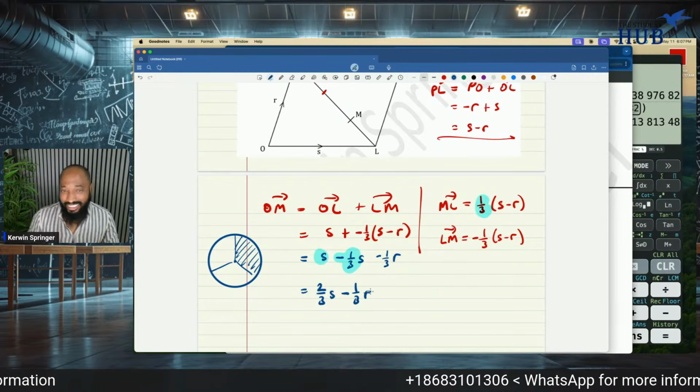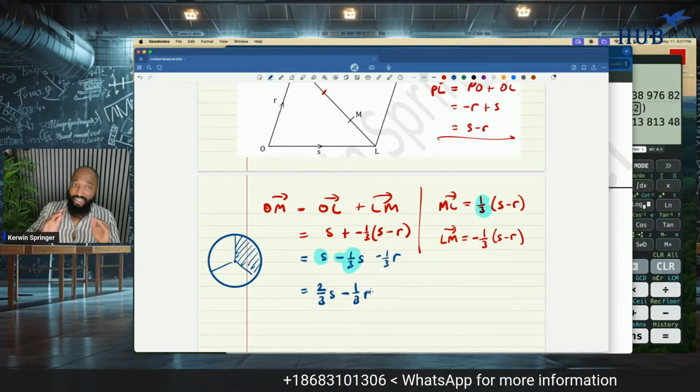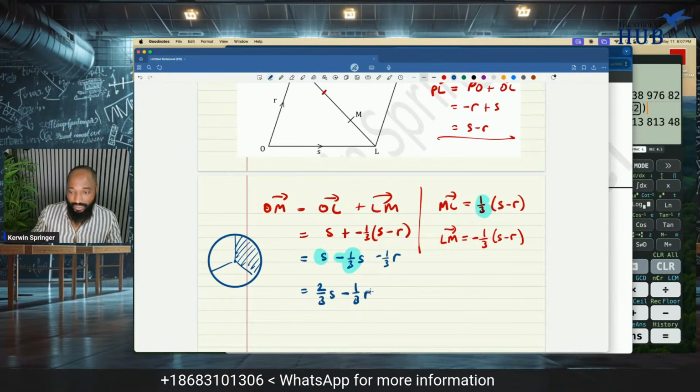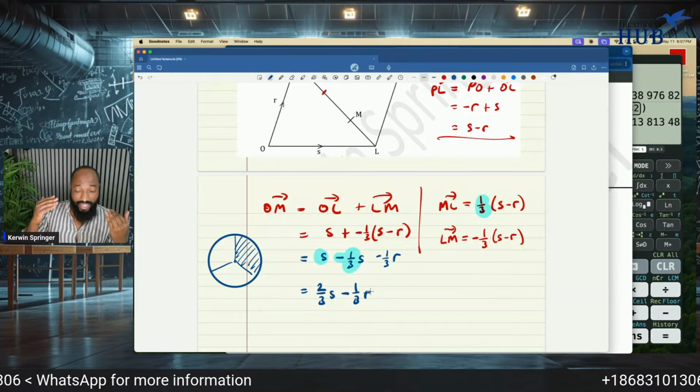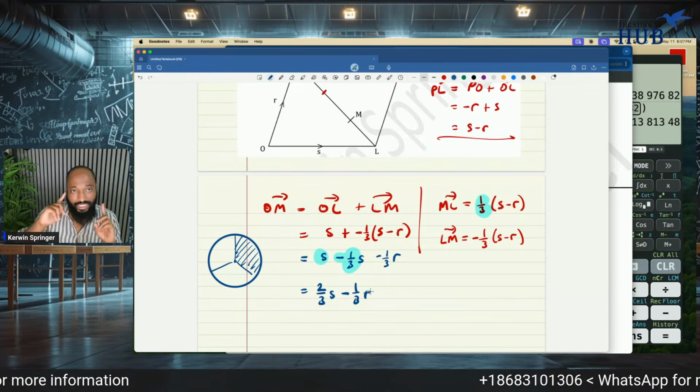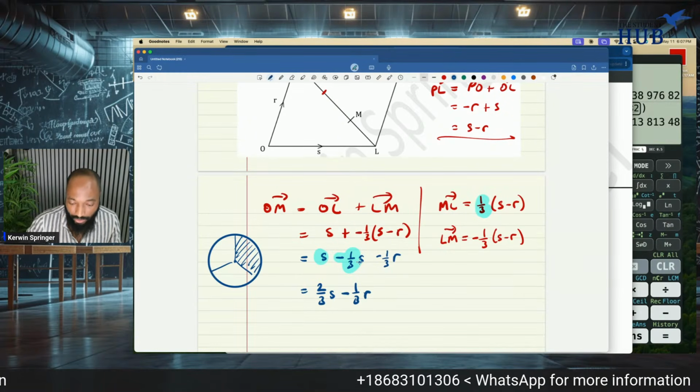And that's the answer. This is what makes vectors hard. Not the concept of it. It's the fractions and the negative numbers. And it's good to know, because it helps you to plan accordingly.